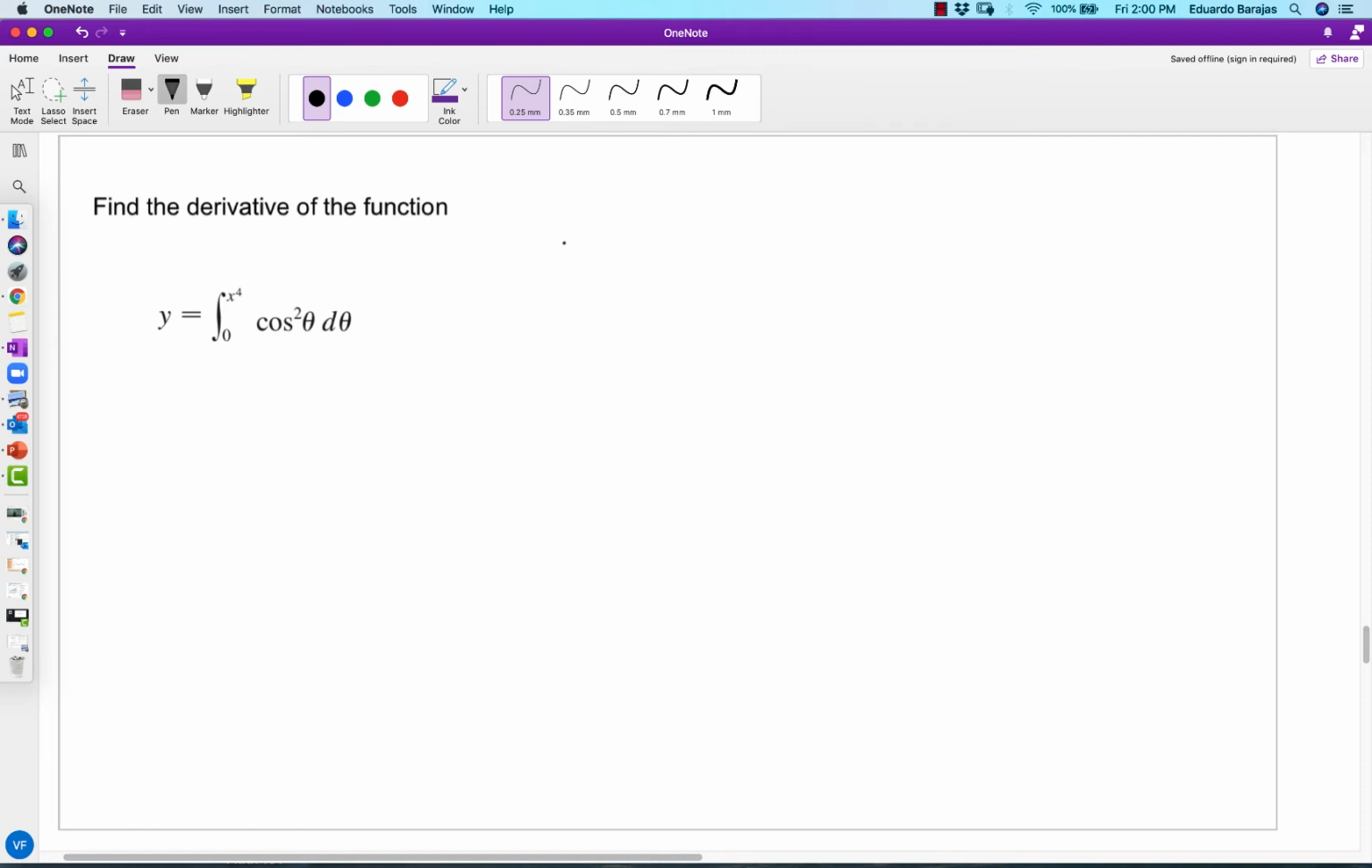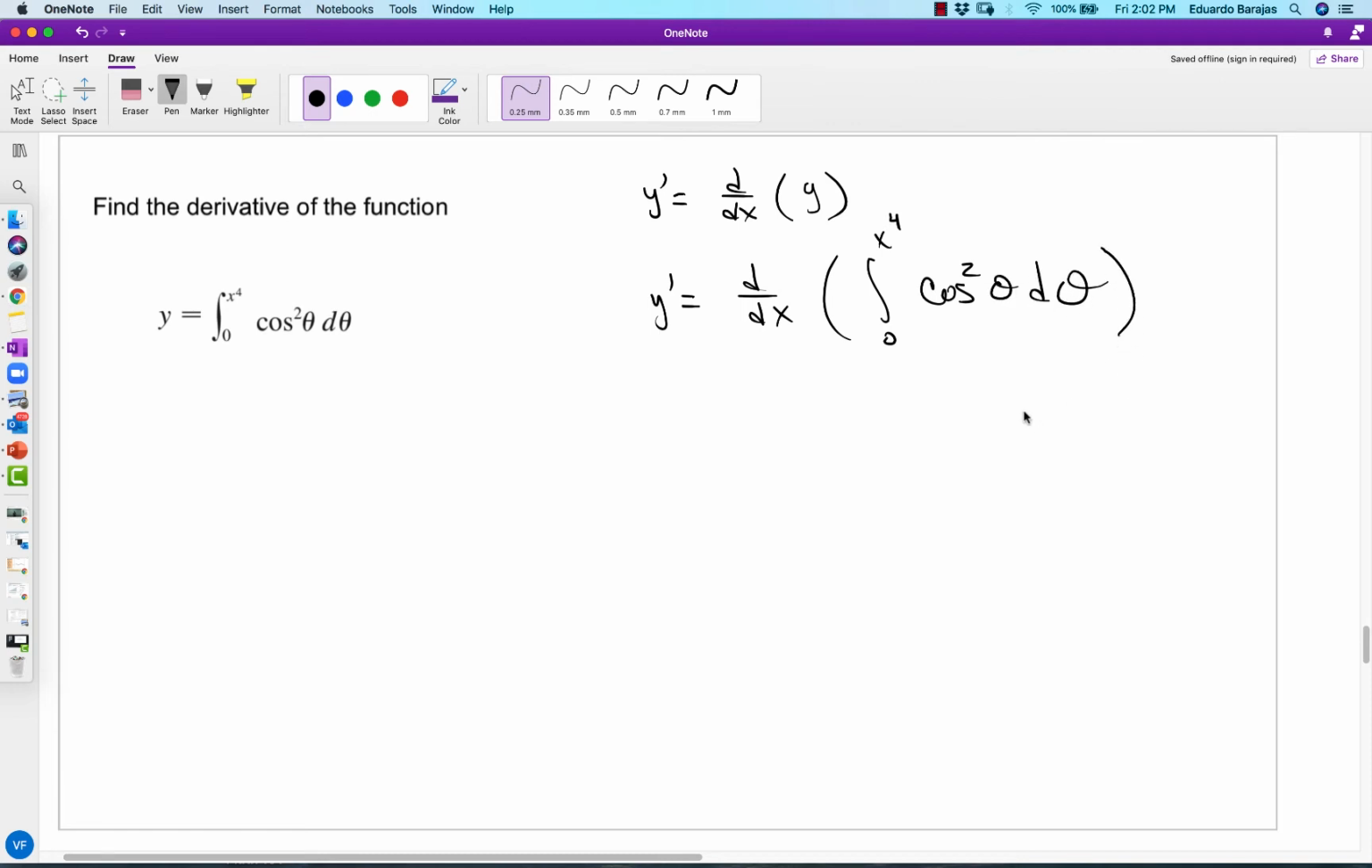We're asked to find the derivative, right? So that means we want to find y prime. So y prime is equal to the derivative with respect to x of the y function. So this is y prime equals the derivative with respect to x of the integral from 0 to x to the power of 4 of cosine squared theta d theta. Good. And normally they would undo each other if this was just an x there, but it's an x to the fourth power. So I'm going to have to do a u substitution.